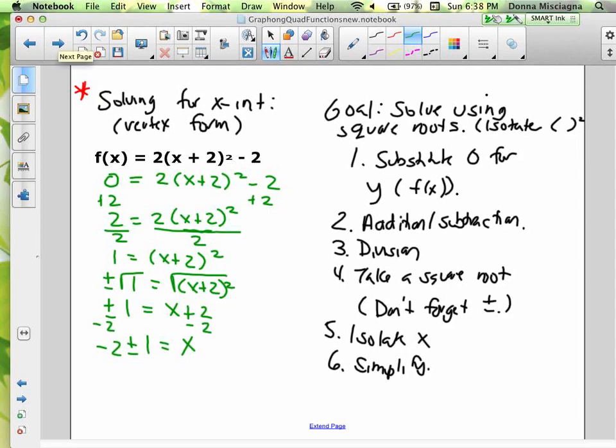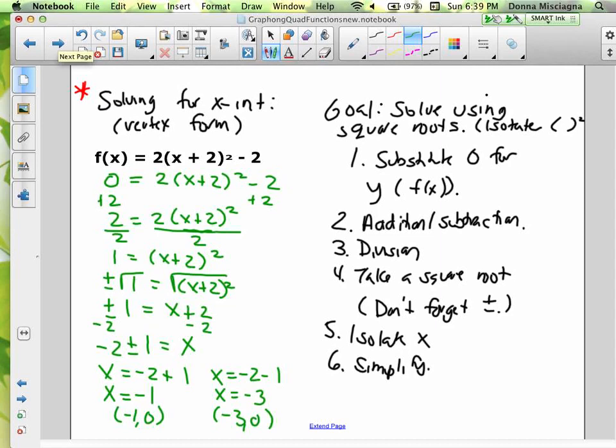All right, so now you have two solutions. If you leave it like this, it is incorrect because you need to simplify. So x is equal to negative 2 plus 1, and x is equal to negative 2 minus 1. All right, we can combine those. So negative 2 plus 1, that's negative 1. Negative 2 minus 1, that's negative 3. And so our x-intercepts are (negative 1, 0) and (negative 3, 0). And that's all there was, all right?